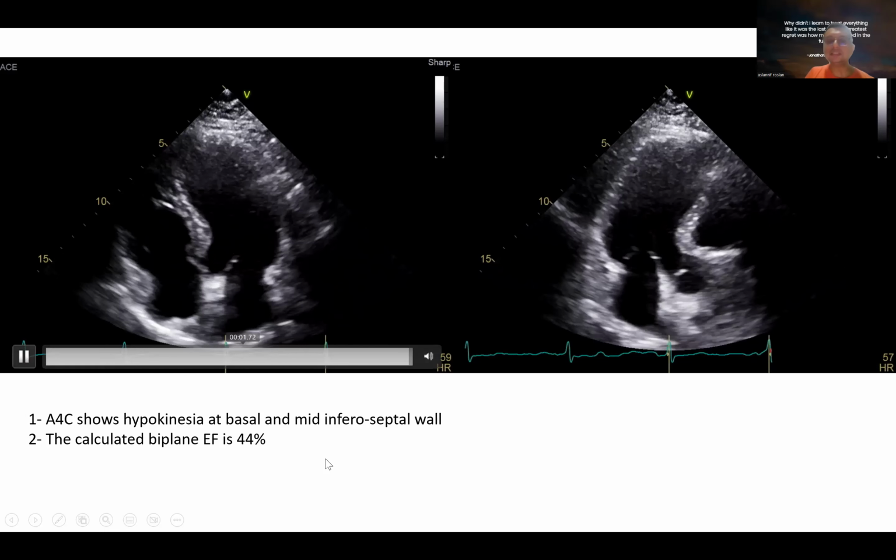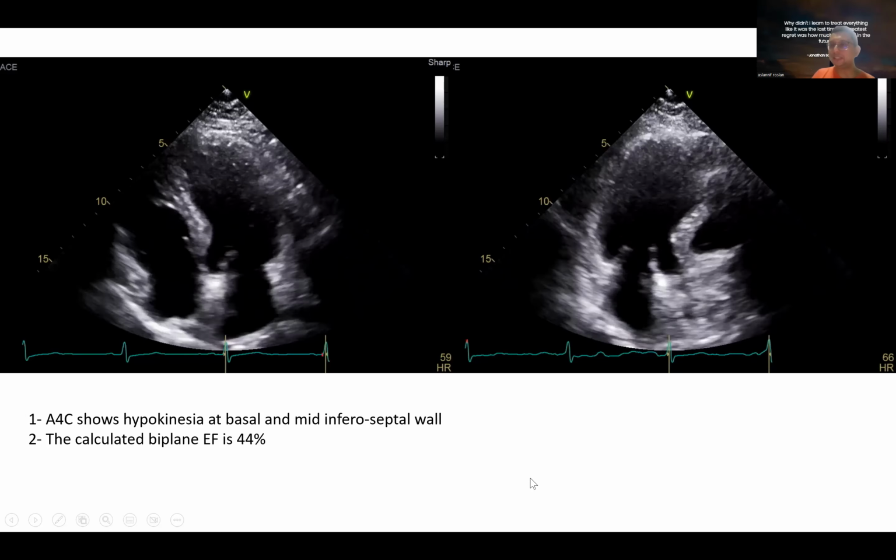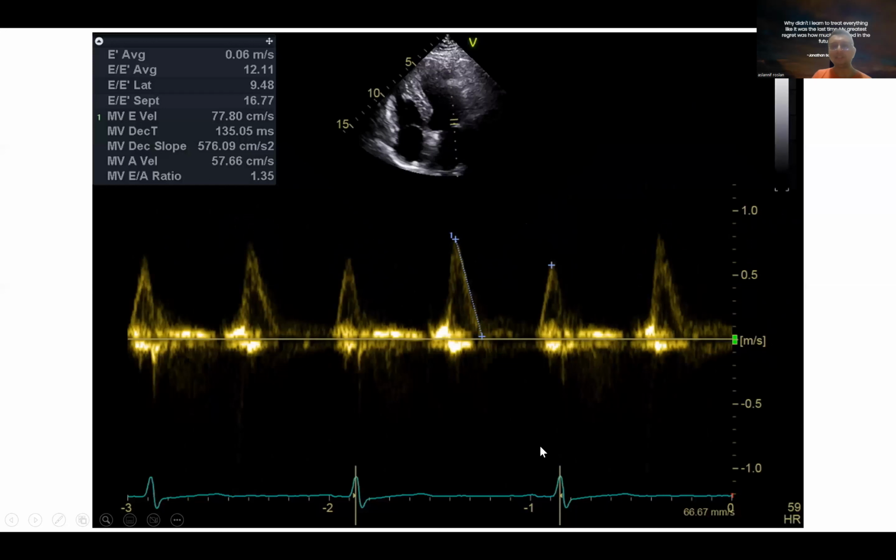And when we calculate the ejection fraction, it is 44%. So it is mid-range ejection fraction. We do diastology and get an E over A ratio of 1.35. Remember, when the EF is down, we don't need to do any calculation. We already know that the patient has diastolic dysfunction.